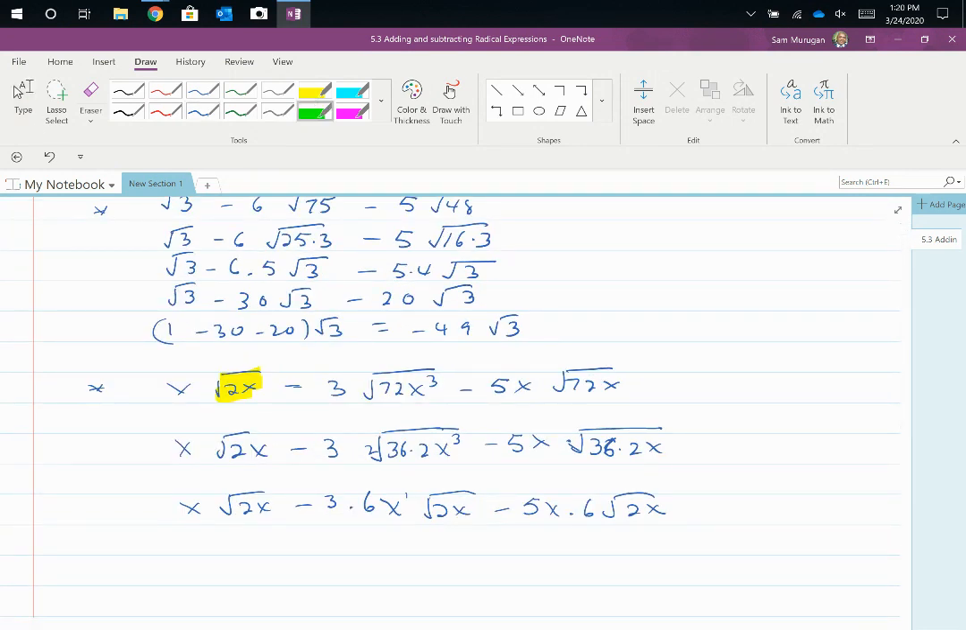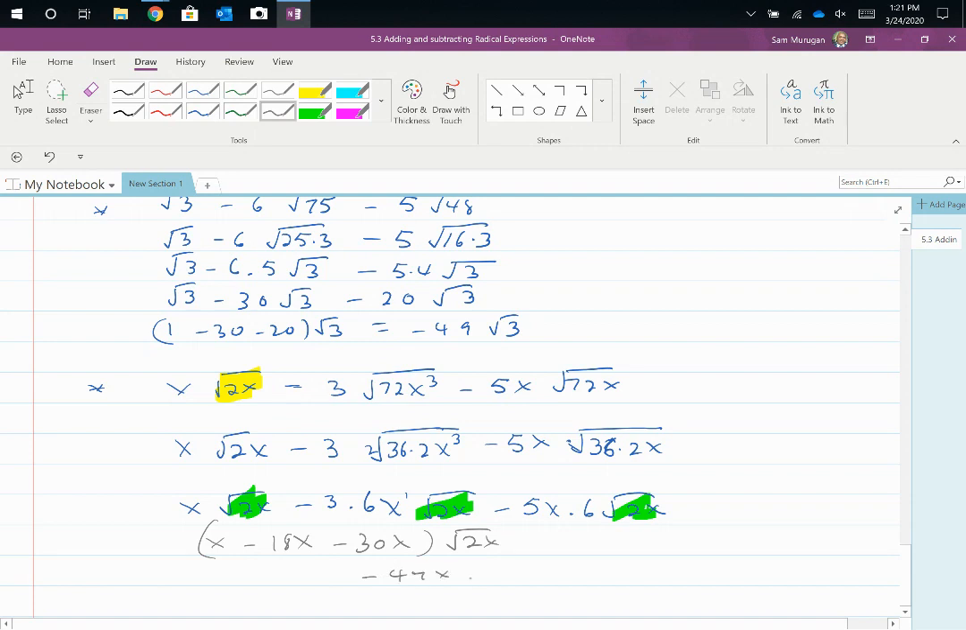So all of my square roots are exactly the same. x minus 3 sixes are 18x minus 30x square root 2x. So this is negative 48 plus 1 is negative 47x square root 2x.